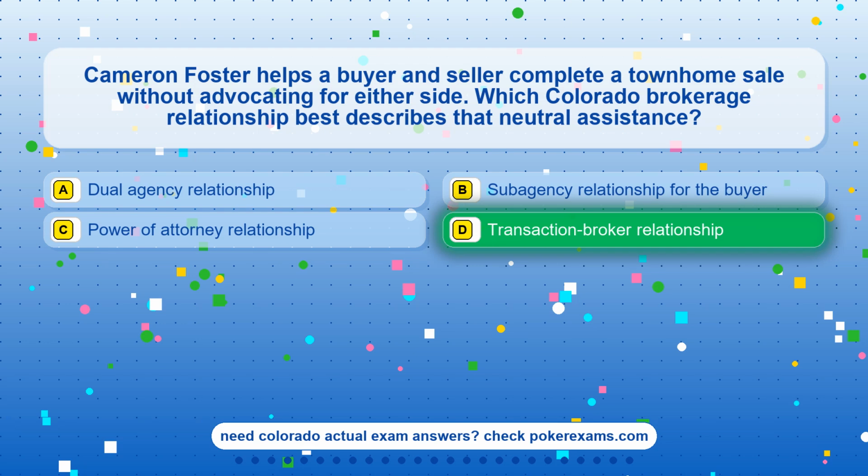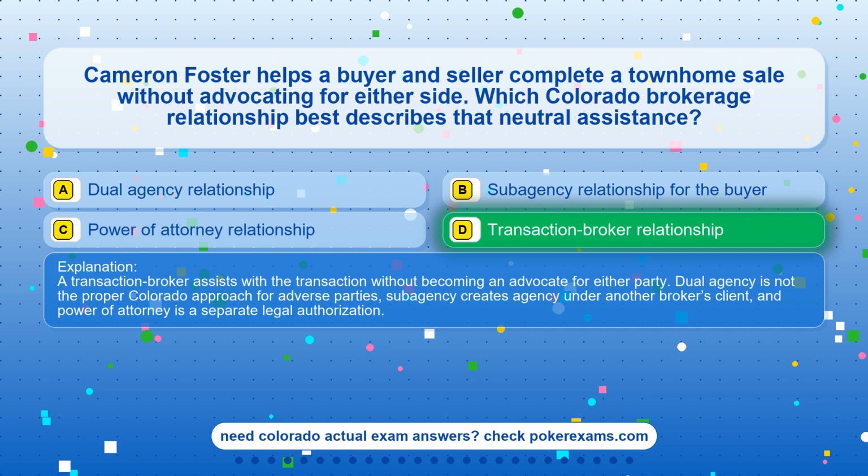The correct answer is option D. Transaction-broker relationship. A transaction-broker assists with the transaction without becoming an advocate for either party. Dual agency is not the proper Colorado approach for adverse parties. Supervising creates agency under another broker's client, and power of attorney is a separate legal authorization.